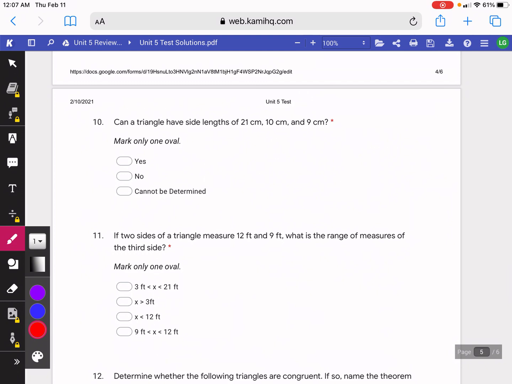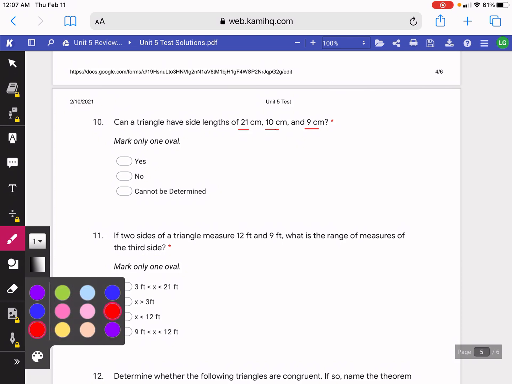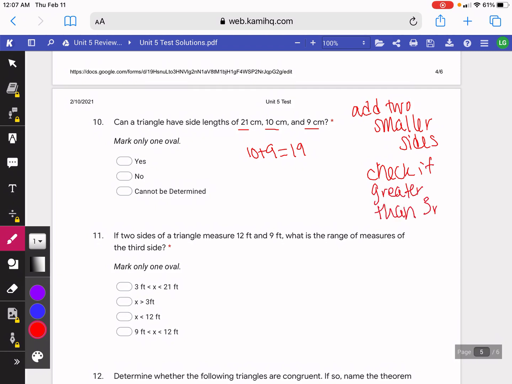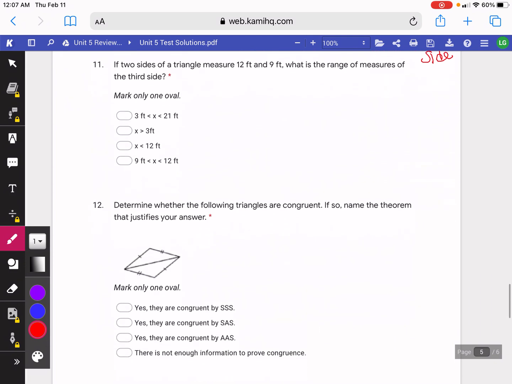Here it's asking if a triangle can have side lengths of 21, 10, and 9. So we learned that for it to be a triangle, you add the two smaller sides. So let's add 10 plus 9. That gives me 19. And you have to check if that's greater than the third side. So here the third side is 21. Is 19 greater than 21? The answer is no. So this one cannot make a triangle.